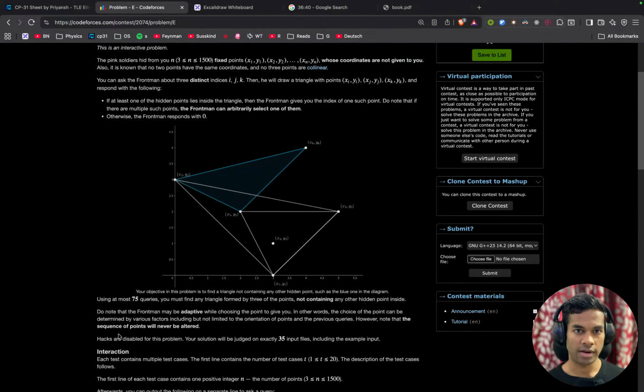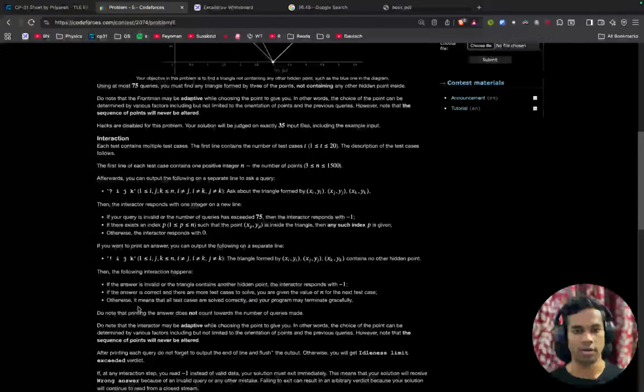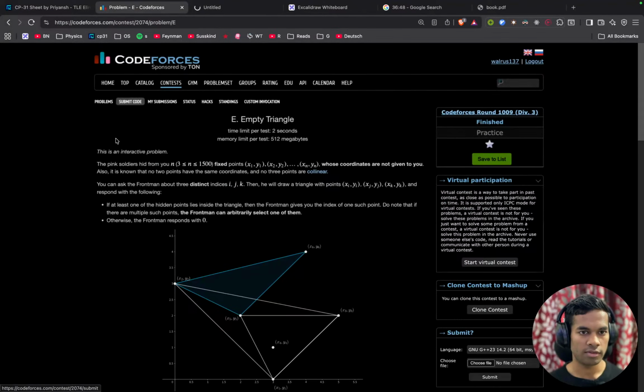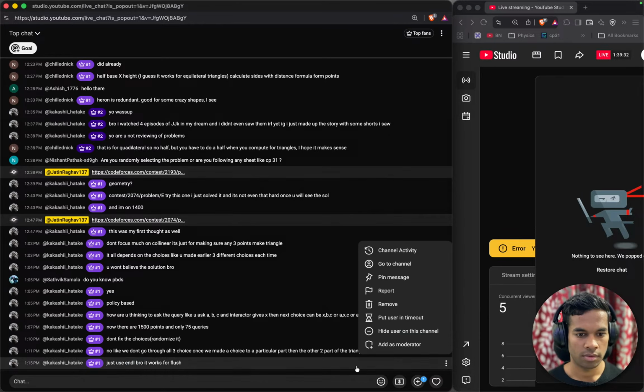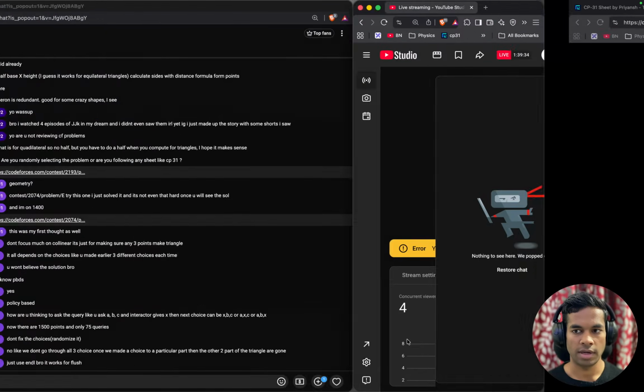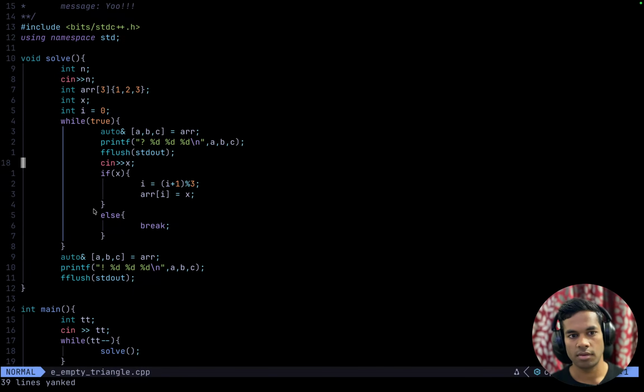Okay, I think this is called a randomized algorithm. Let's see if this works. Then we will call this randomized algorithm from now on. No, like we do go through all 3 choices. Once we made a choice to a particular part, then the other parts are gone. Yep, it works for flush. Endline works for flush. Wait, but endline in this case it would, right? I mean, but this is also fine.